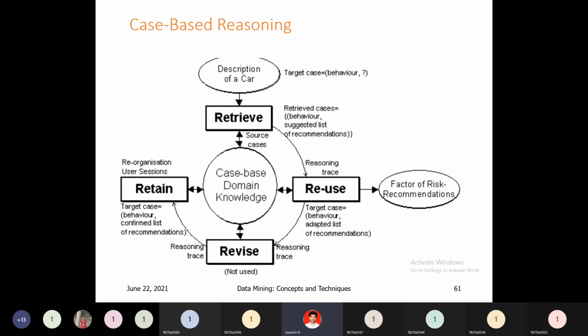Next, reuse. Use that recommendation for your budget or your interest. The adopted list of recommendations: from all those suggested recommendations, which ones suit you? For all these, you have to apply the case based domain knowledge for this particular case, see which are suitable, and reuse those.